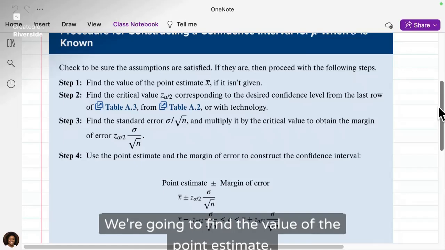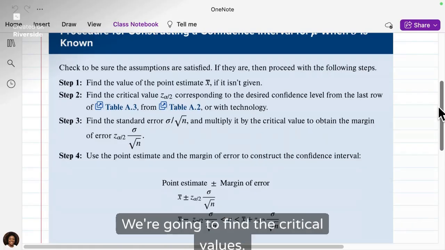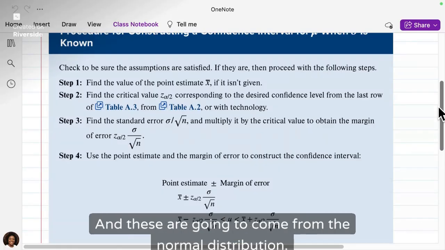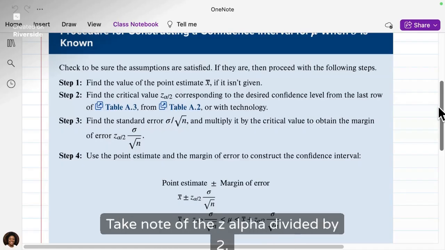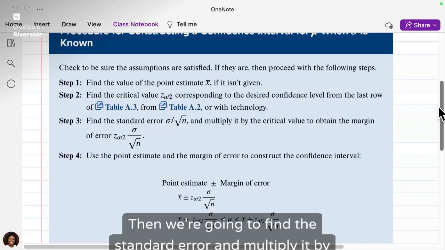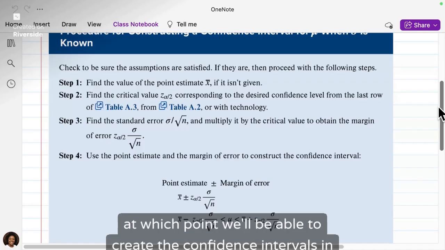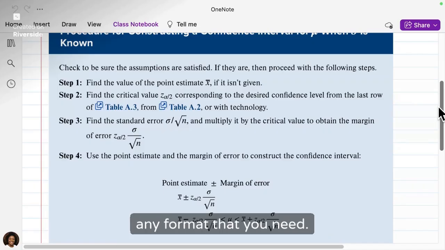Here's the procedure for computing the confidence interval. We're going to find the value of the point estimate. If it's not given, that's going to be the sample mean. We're going to find the critical values, and these are going to come from the normal distribution. Take note of the Z alpha divided by 2. We're going to do it with technology. Then we're going to find the standard error and multiply it by the critical value to obtain the margin of error, at which point we'll be able to create the confidence intervals in any format that you need.